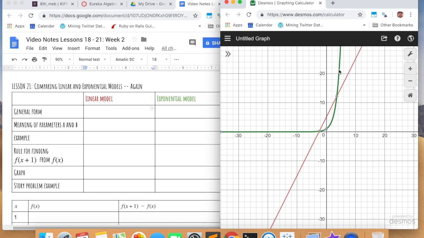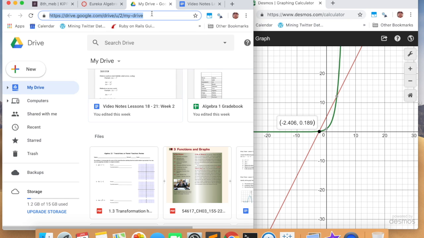I have two graphs here. The green one is the exponential, and the red one is the linear model. There are two separate functions. I just happen to graph them in the same graph. Now, you notice that my exponential graph here has that little tail that is going almost along the x-axis, but it's not quite touching it. That is what we call an asymptote.